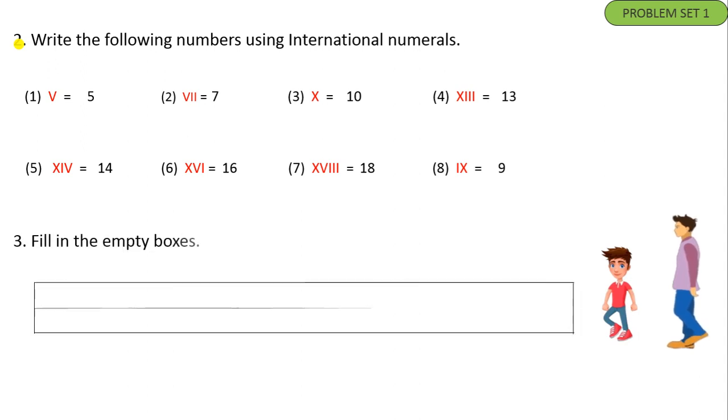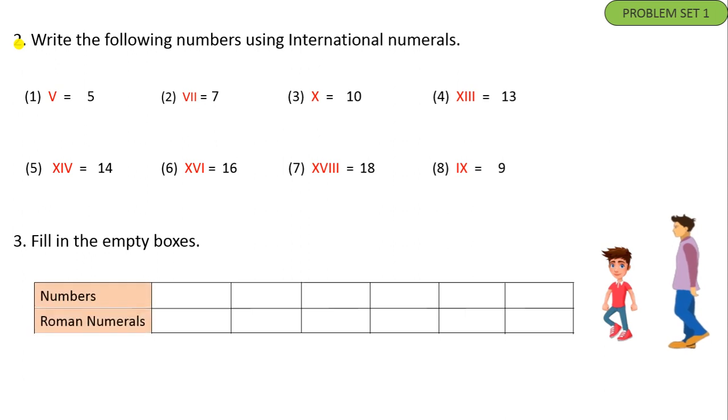Next question. Fill in the boxes. Here, the table is given. In the table, some numbers are given and we have to write those numbers in Roman numerals. And some Roman symbols are given and we have to write numbers for those symbols.